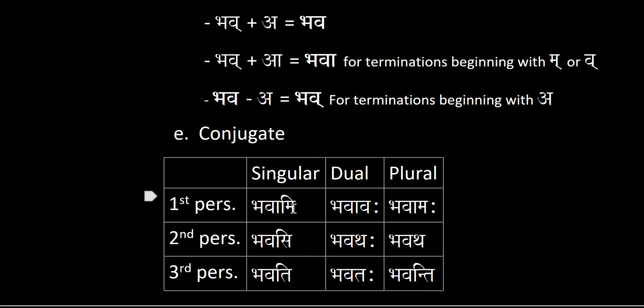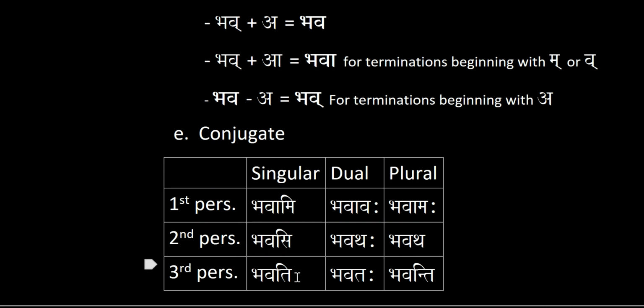So we have bhavami, bhavavaha, bhavamaha. Bhavami means I am, I become. Bhavavaha means the two of us become, or the two of us are. And bhavamaha is we all are, or we all become. Second person singular, bhavasi, is you are, or you become. Bhavataha is the two of you are, or the two of you become. Bhavata is you all are, or you all become.